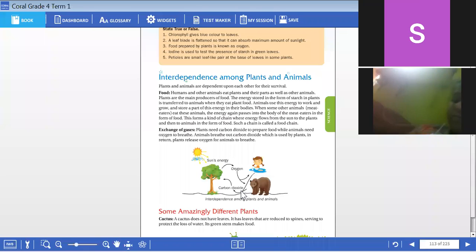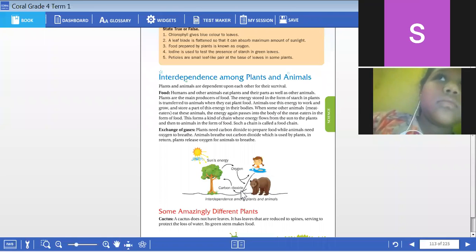The prepared food is called glucose or starch. That glucose or starch is eaten by an animal, for example, a rabbit or a chicken, whatever it might be. It is eaten by a plant-eating animal. The energy in the plant is transferred to the animal. An animal will get energy by eating the plant. It will get energy and it will run, it will jump, it will do whatever it needs.